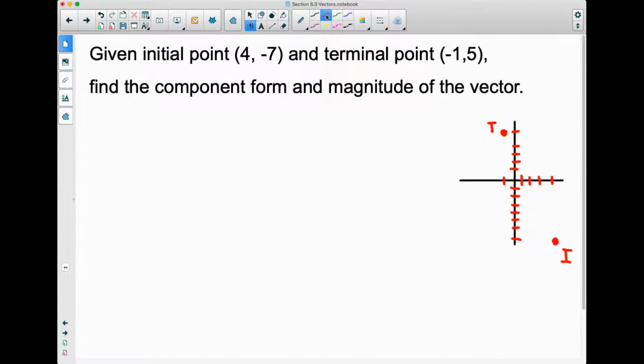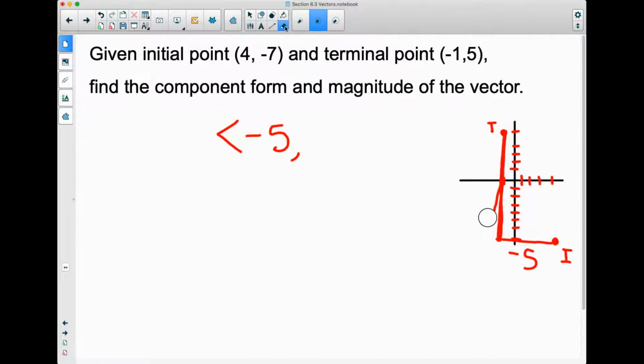Okay. So this is if I did it Algebra 1 way. From my initial to my terminal, notice how I have to go backwards. How much did I have to go backwards? So the first part of my vector is -5. Because I went backwards, it's negative. Okay? And then to go up, if it was on the line, which I went too much, is how much? 12.